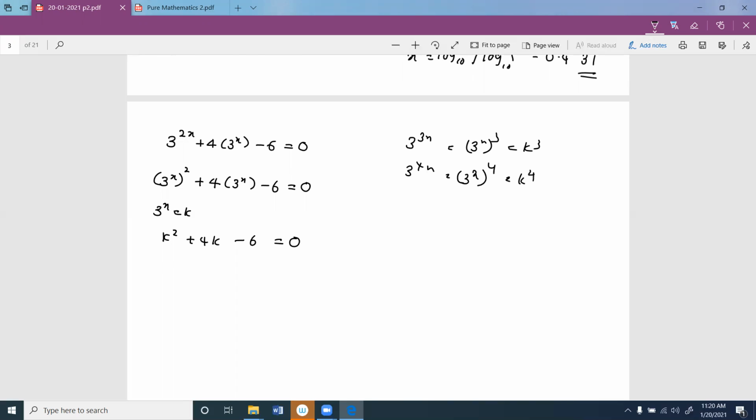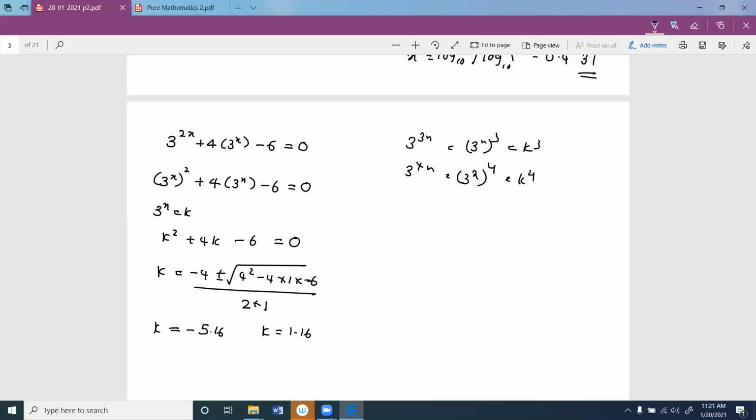Then we can solve this for k. You can write k is equal to minus 4 plus or minus the square root of b squared, that is 4 squared minus 4, where a is 1 and c is minus 6, divided by 2 times 1. So from here, you can get the answers for k. One answer is minus 5.16. The other answer is k is equal to 1.16.